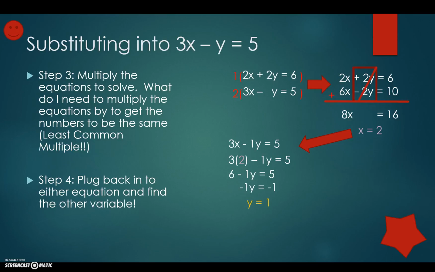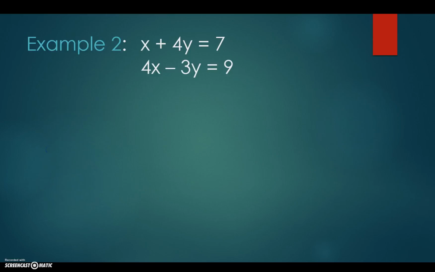Do you see how I'm getting the exact same thing? X is 2, y is 1, so I create the exact same coordinate. So it doesn't matter which one you put it back into. You could have even put it back into 6x minus 2y equals 10, and you've still gotten y is equal to 1. Okay? All right, let's do a different one here.